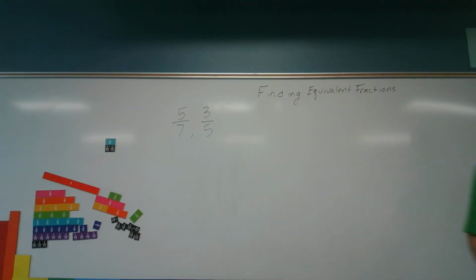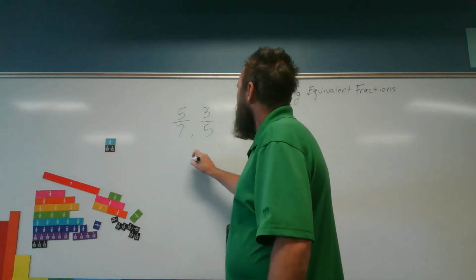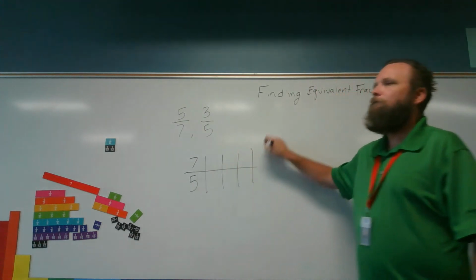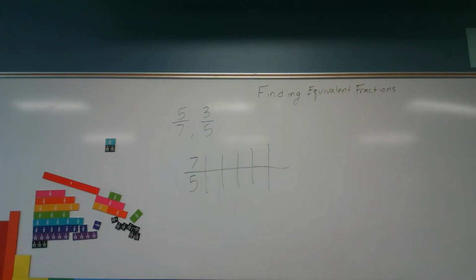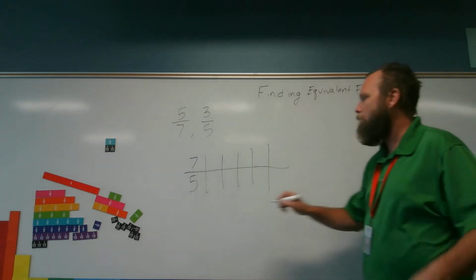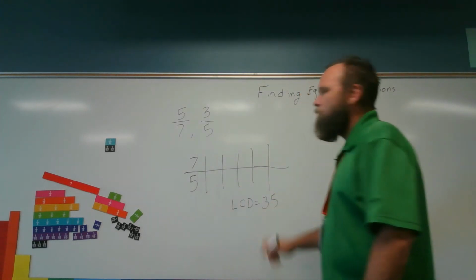And our last problem that we're looking at to find a common denominator and make them equivalent fractions is 5/7 and 3/5. My denominators are 7 and 5. Again, if I have a multiplication chart, I can just look down my multiplication chart. Reese, what is our least common denominator? 35. Our least common denominator is 35.